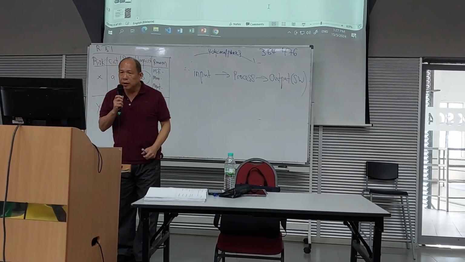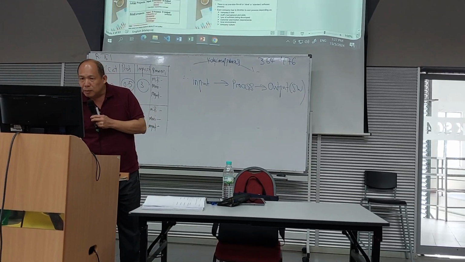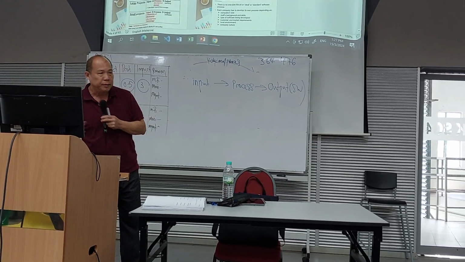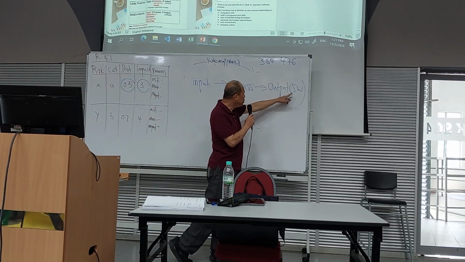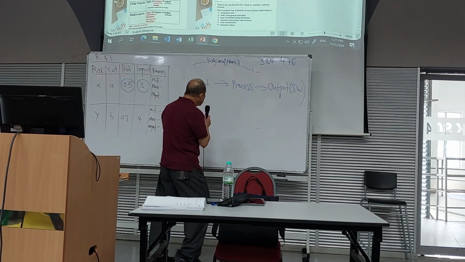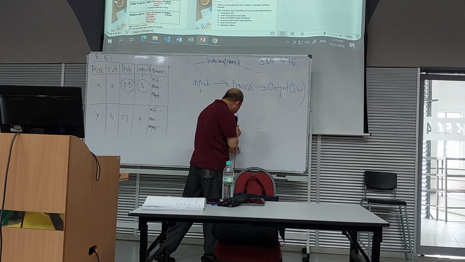Okay, so this chapter is about software process improvement. Input, process, output is a software. So the process we are referring to is the analysis, design, code, test, implement.